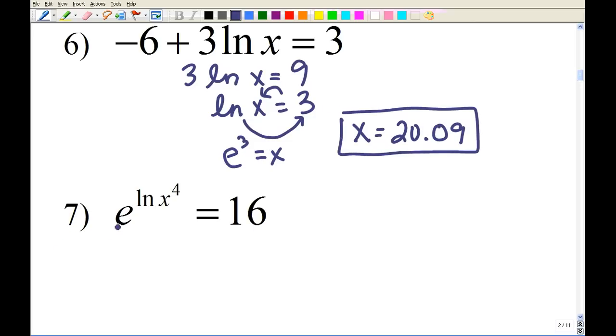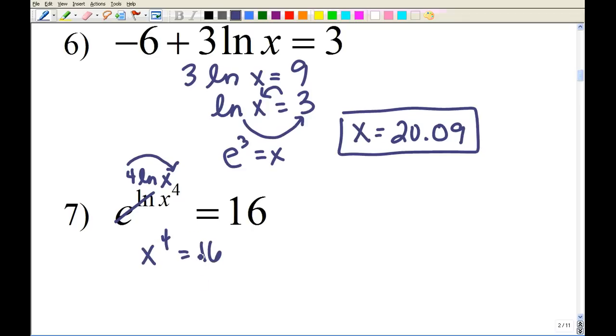Number 7, we've got e to the power of ln of x to the 4th equals 16. Remember, this is log base e, so when you have e to the power of a log base e, basically it cancels. But make sure that there's nothing sitting in front of the ln as seen here. For example, if that 4 had been in the front, you would want to move it back over as the exponent first, so that way it looks like what was given to us. Then the e and the ln would be next to each other. You cancel that out. So this is x to the 4th equals 16.